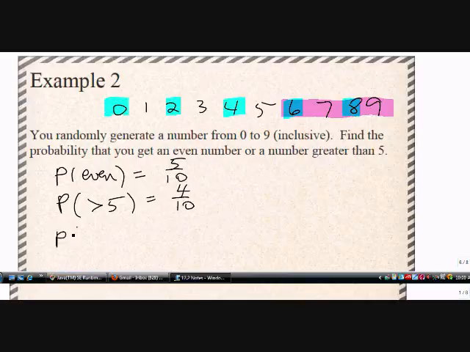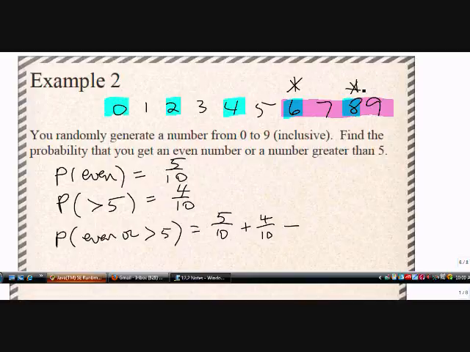The probability of getting an even or a number greater than 5 is 5 out of 10 plus 4 out of 10, take away the probability that you got both an even number and a number greater than 5, which is 2 out of 10. So that's 7 out of 10.